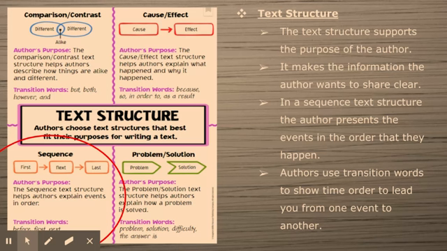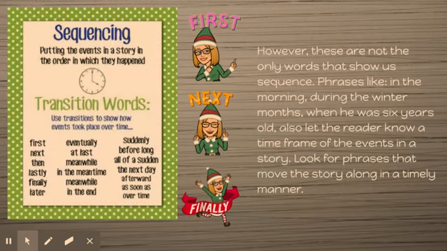Authors are going to use transition words to show time order to lead you from one event to the next. So some transition words that we might see are first, next, before, then, last, after. There's a ton of different ways that we can show sequence. Some other transition words are on this list. Eventually, at last, meanwhile, the next day, all of a sudden, in the end, over time. These are some great words that show transition. However, these are not the only words that show a sequence.